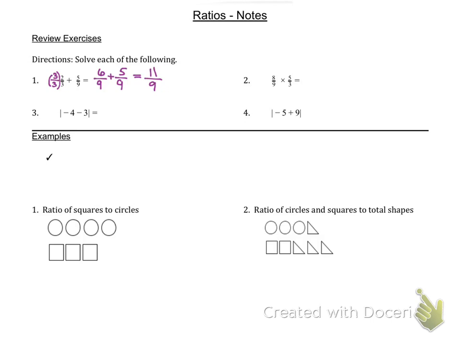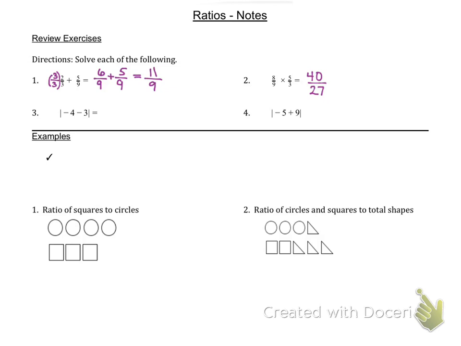Number 2, we have 8/9 times 5/3. We multiply fractions, we multiply across the top and the bottom. So 8 times 5 is 40, and 9 times 3 is 27. We can't simplify this fraction, so our answer is just 40 over 27.